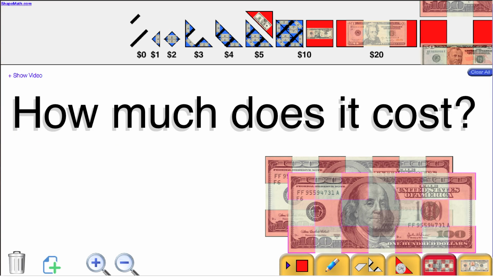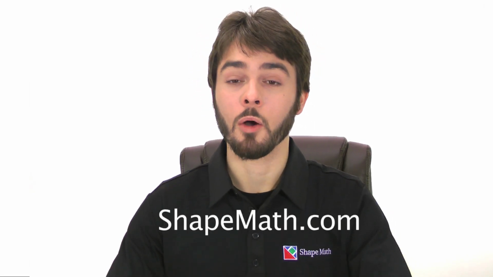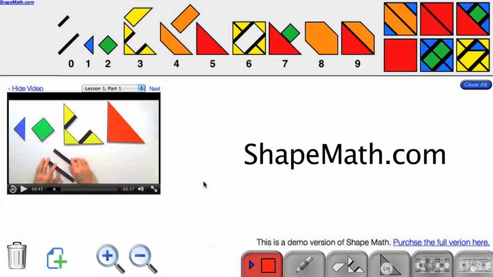How much does the system cost? For current pricing, or just to find out more about Shape Math, you can visit shapemath.com. While there, you can try out the free demo, which gives you access to the first tab of shapes, which are these shapes here, and access to the first Shape Math lesson, so you can see if Shape Math fits with your learning style.